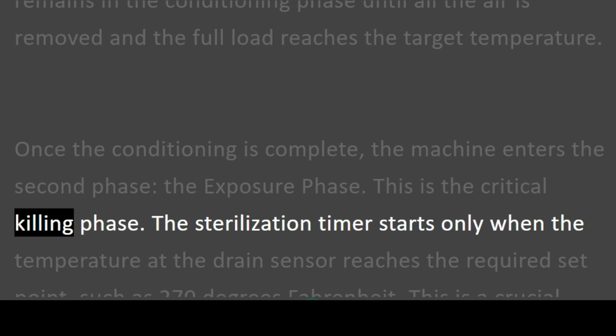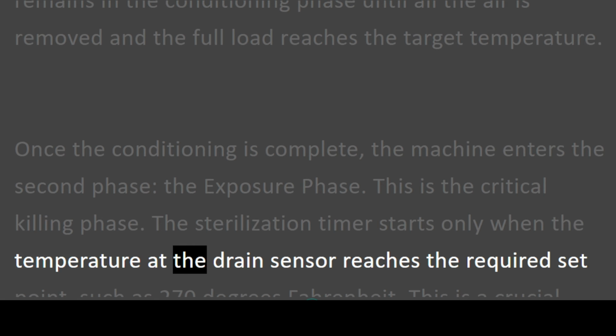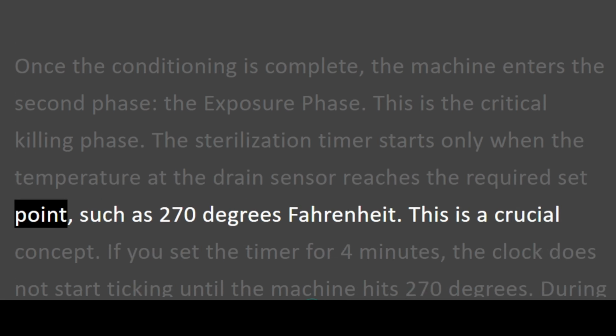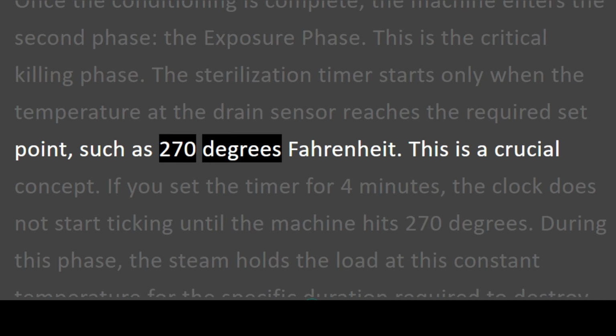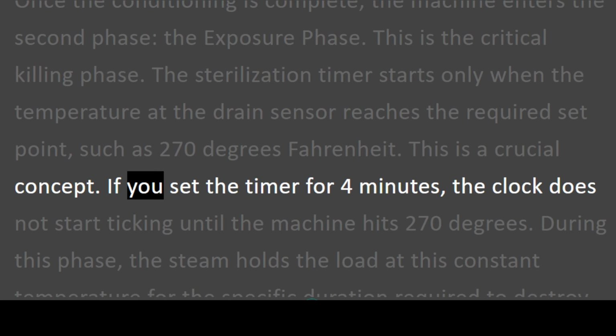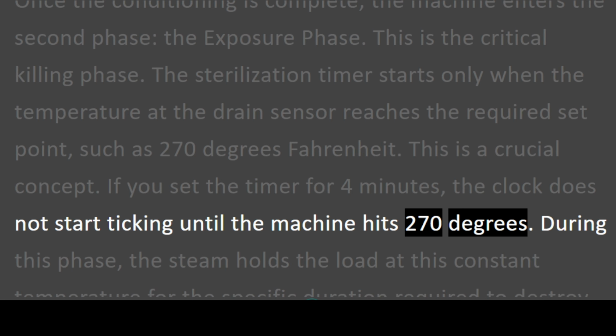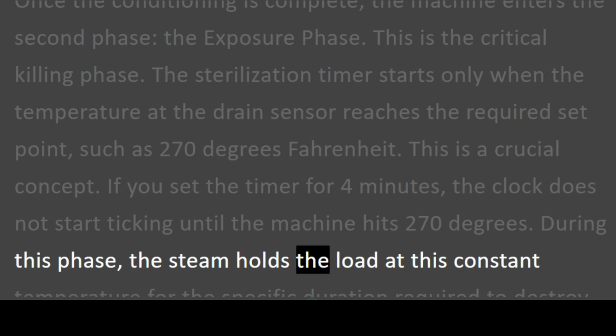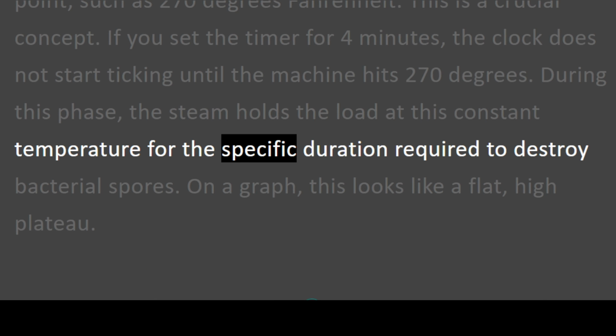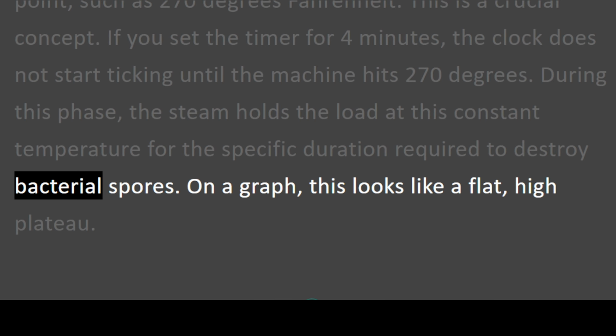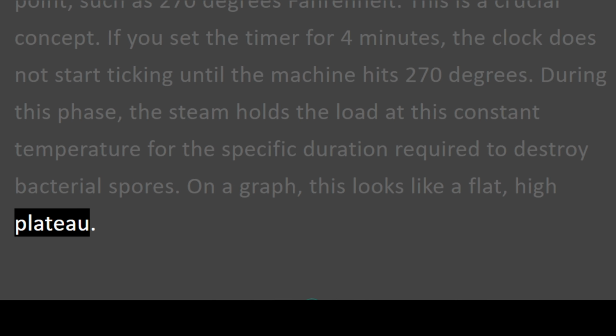This is the critical killing phase. The sterilization timer starts only when the temperature at the drain sensor reaches the required set point, such as 270 degrees Fahrenheit. This is a crucial concept. If you set the timer for 4 minutes, the clock does not start ticking until the machine hits 270 degrees. During this phase, the steam holds the load at this constant temperature for the specific duration required to destroy bacterial spores. On a graph, this looks like a flat, high plateau.